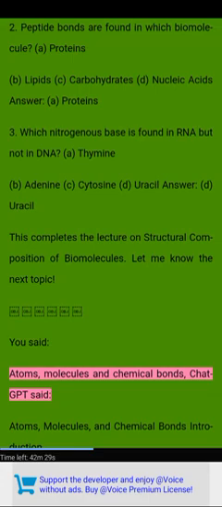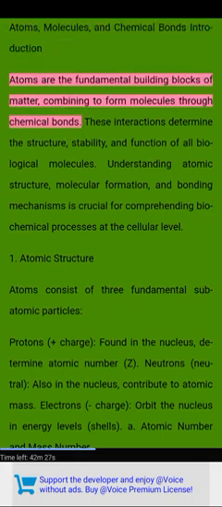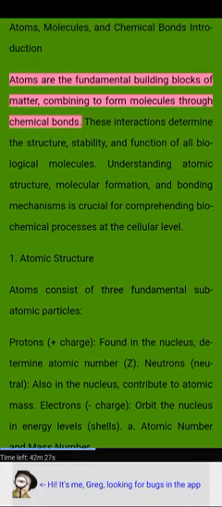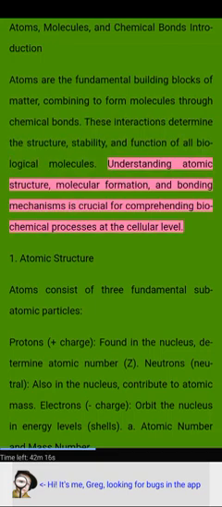Atoms, molecules and chemical bonds. Introduction. Atoms are the fundamental building blocks of matter, combining to form molecules through chemical bonds. These interactions determine the structure, stability, and function of all biological molecules. Understanding atomic structure, molecular formation, and bonding mechanisms is crucial for comprehending biochemical processes at the cellular level.